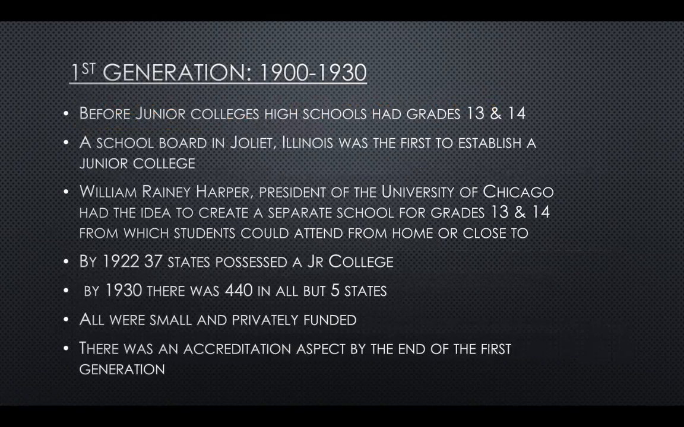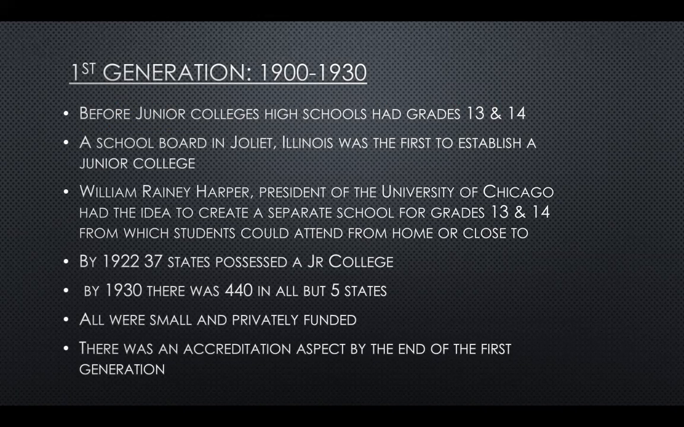First generation, 1900 through 1930. Before junior colleges, high schools had grades 13 and 14. A school board in Joliet, Illinois was the first to establish a junior college. William Rainey Harper, president of the University of Chicago, had the idea to create a separate school for grades 13 and 14 which students could attend from home or close to it.